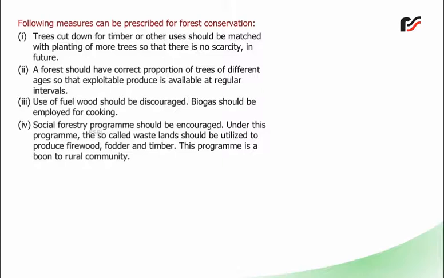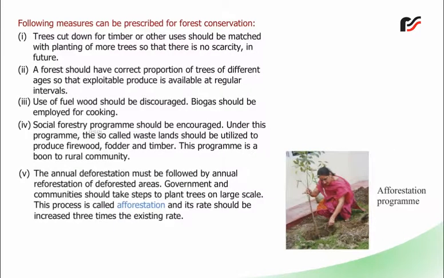4. Social forestry programs should be encouraged. Under this program, the so-called wastelands should be utilized to produce firewood, fodder, and timber. This program is a boon to the rural community. 5. The annual deforestation must be followed by annual reforestation of deforested areas. Government and communities should take steps to plant trees on a large scale. This process is called afforestation and its rate should be increased three times the existing rate.